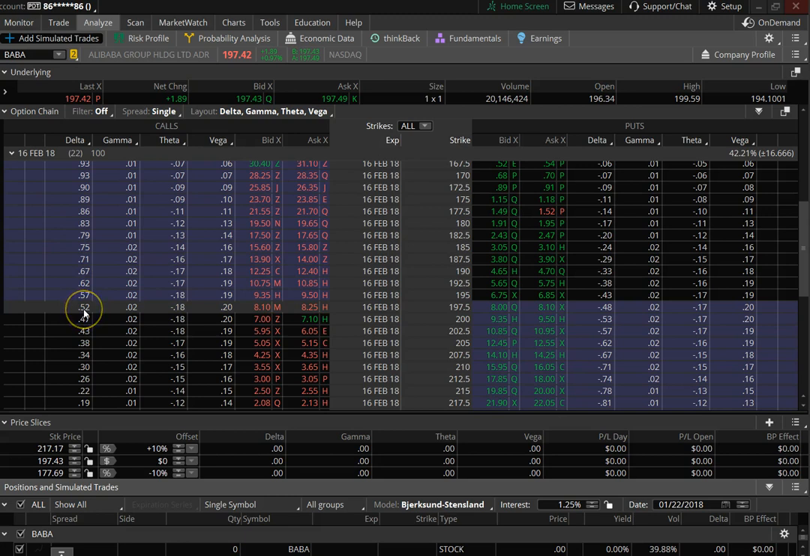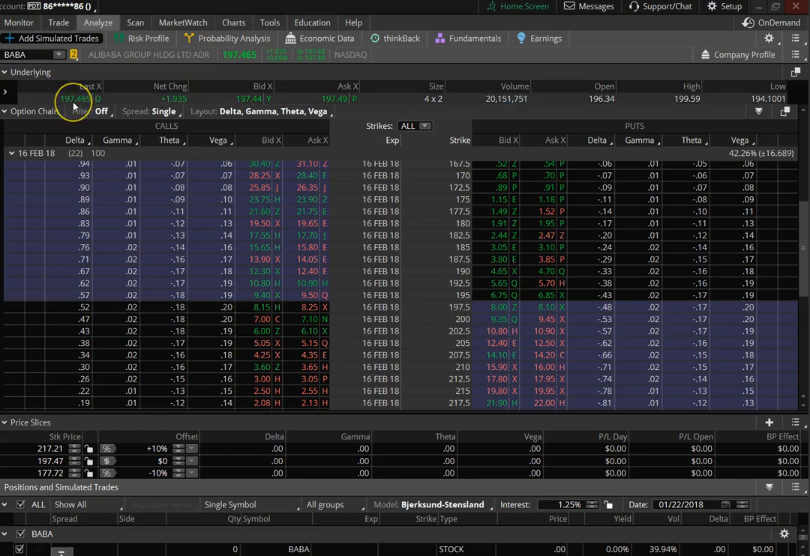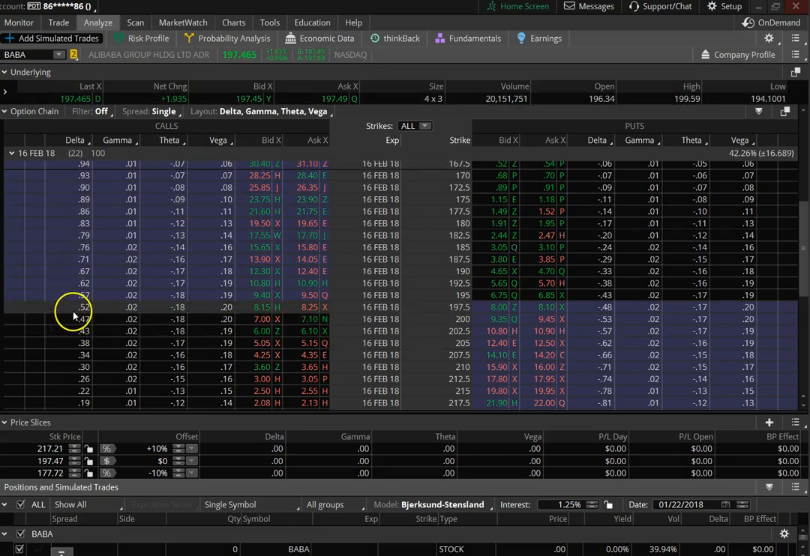So this says 52. This says 197.50. If the stock price goes up $1, our option premium is going to move up 52 cents. So the 8.20 will become 8.72. Does everybody understand that? I'm assuming that's pretty clear. So we will get a 52-cent move on an at-the-money call. Very important to know that.